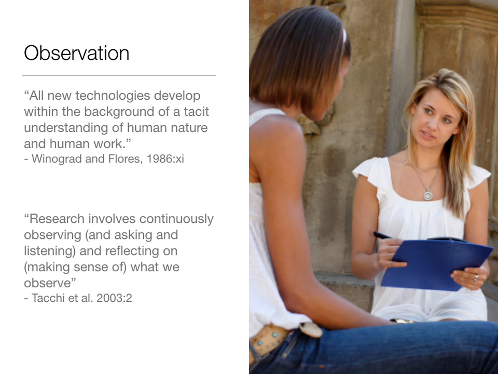More formally, observation of people's activities is called ethnographic research. It's a kind of anthropology, a practice where a researcher goes into a community and looks to see what's happening in that community, then tries to make sense of what they observe.